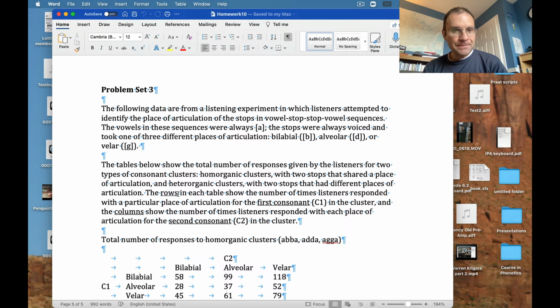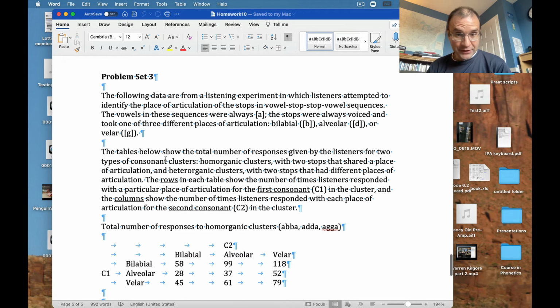Problem set number 3 is a different listening experiment. This actually comes from my dissertation a long time ago, in which listeners were attempting to identify the place of articulation of stops in vowel, stop, stop, vowel sequences. The vowels in these sequences were always ah, or something like it. The stops were always voiced and took one of 3 different places of articulation: bilabial, alveolar, or velar. So these sequences are basically like abga or agda or something like that, right?